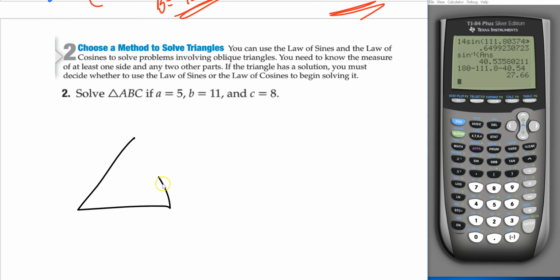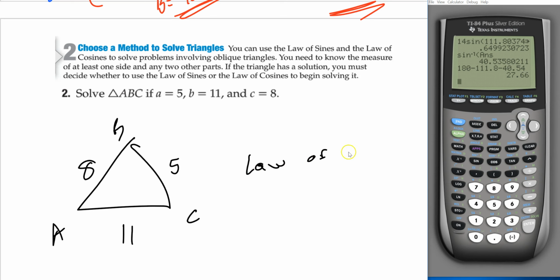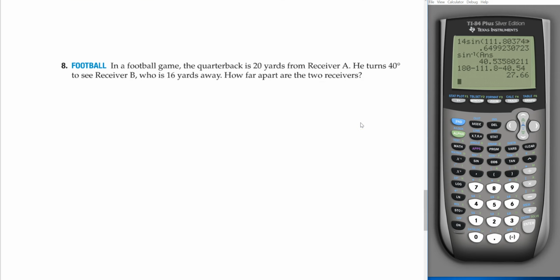So look at this first one. A, B, C. Let's just fill it out real quick. Little a is 5. Little b is 11. And then C is 8. I have all sides. Law of cosines. Remember, that's how you spell cosines correctly all the way out. Let's see the next one.